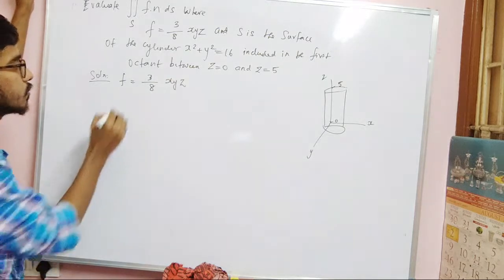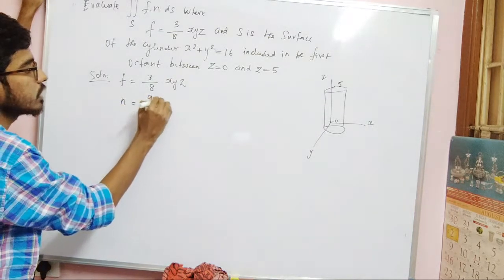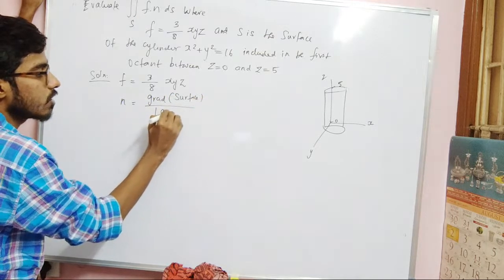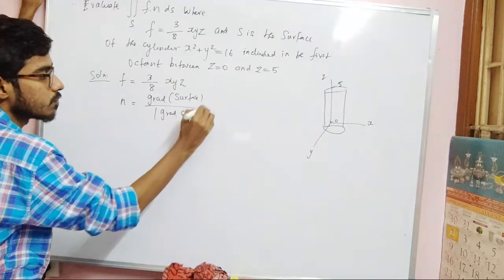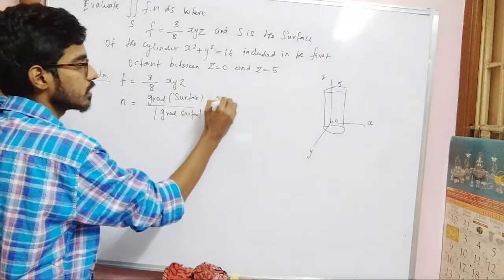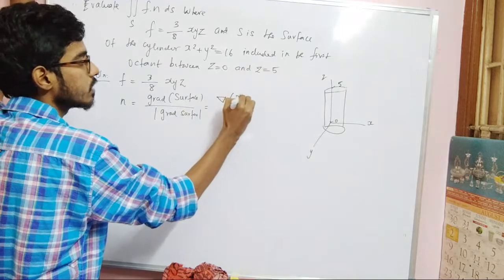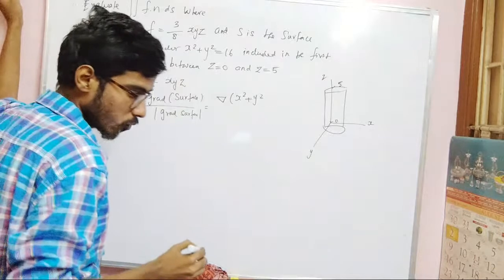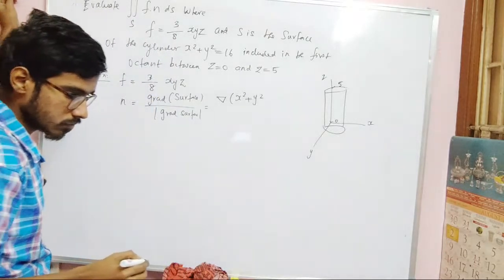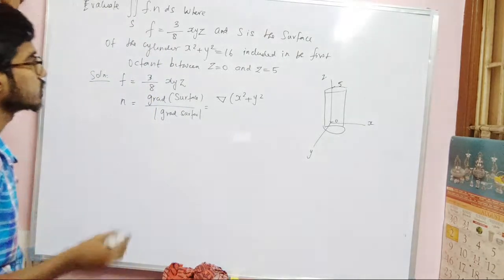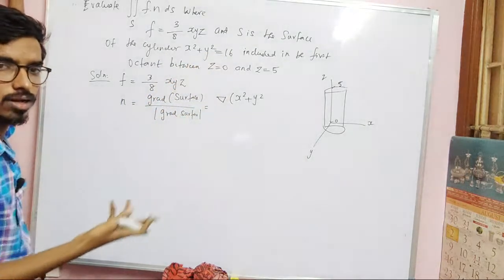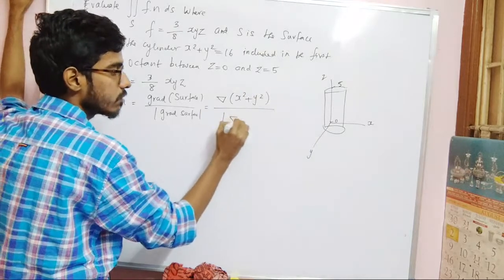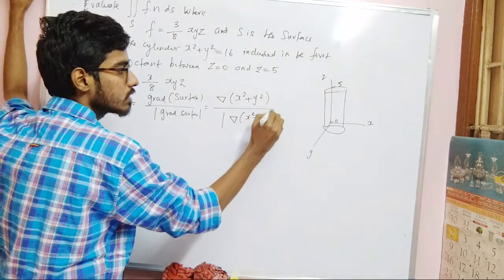Now we need to find n. So what is n? It is the gradient of the surface divided by the modulus of the gradient of the surface. So what is the gradient of the surface? They are given x square plus y square, right? You don't need to write the constant, because when we take the gradient, it will be 0 again. So the gradient of x square plus y square divided by the modulus of the gradient of x square plus y square.